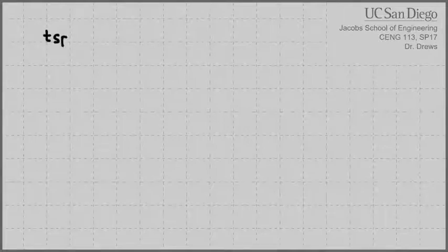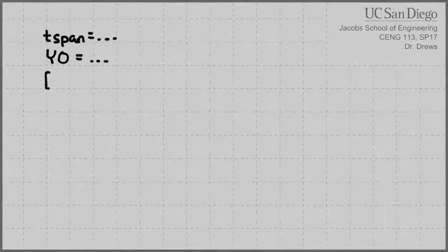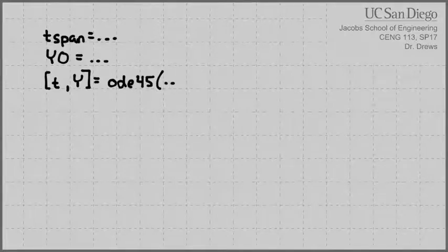We always start off with this t-span is equal to something. We always have our initial condition y0 is equal to something. And then we always have our actual solution, which is t and y equal to ODE45 of all of the arguments of ODE45. This was our ODE solution script.